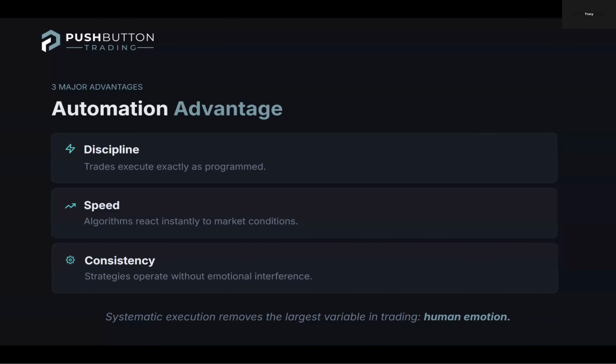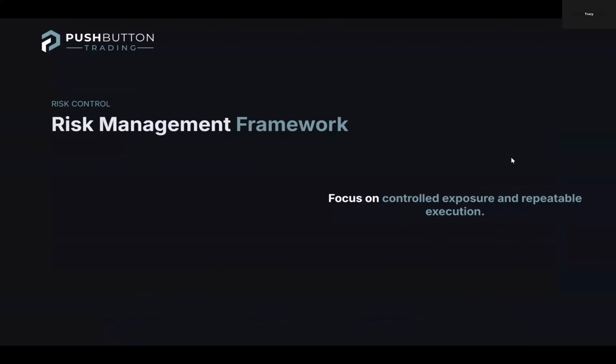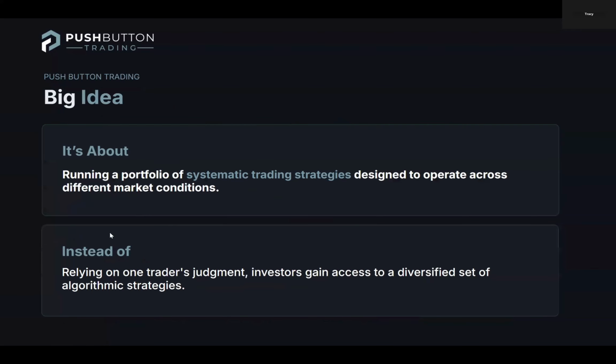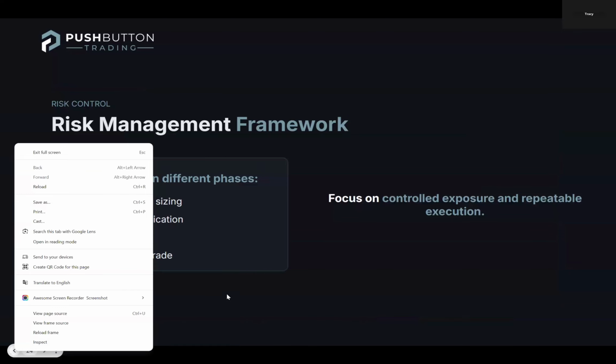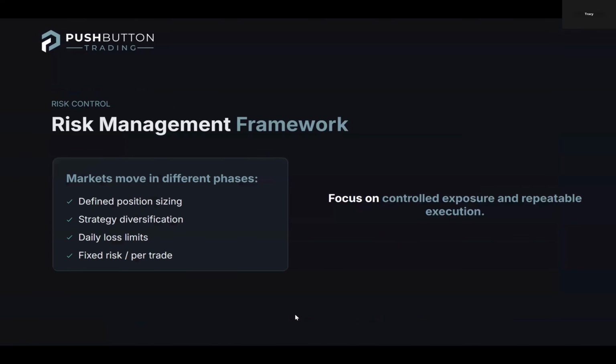Okay. So essentially, here's the details of the risk management. Oops. There we go.